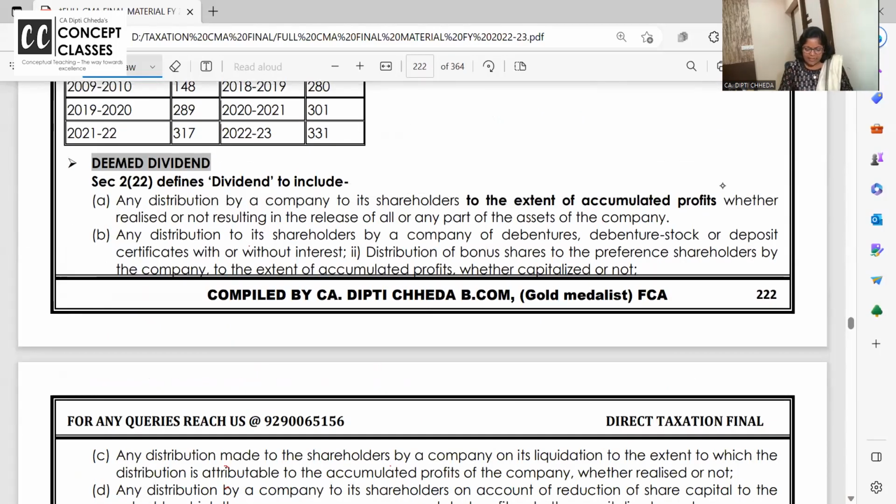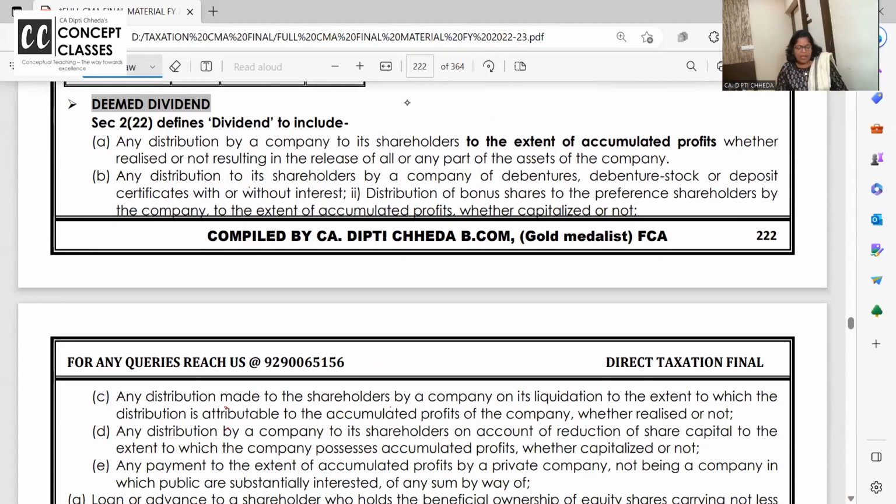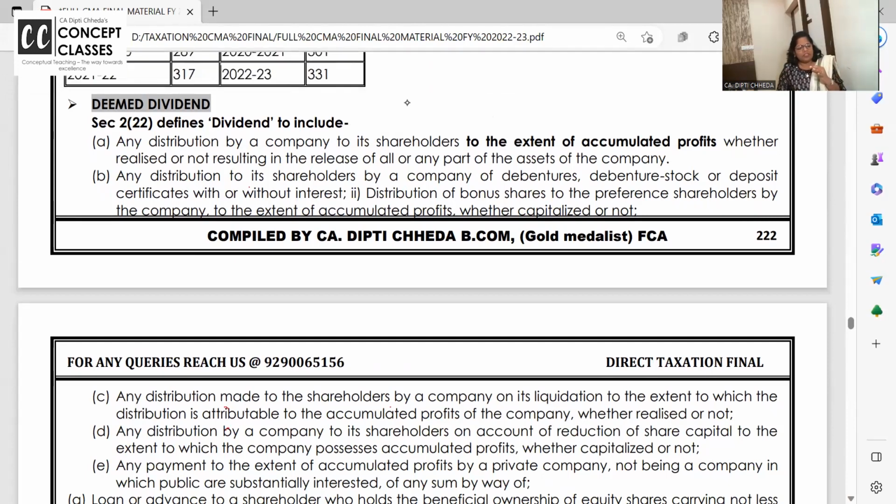Deemed dividend includes any distribution by company. This is surely the language of law, but with a little patience, if you solve 1-2 problems, you will be clear. Any distribution by company to its shareholders to the extent of accumulated profit, whether realized or not, in release of all or any part of the assets.